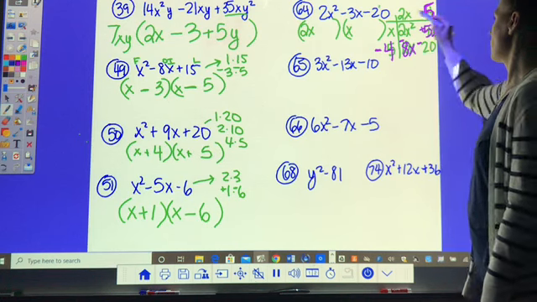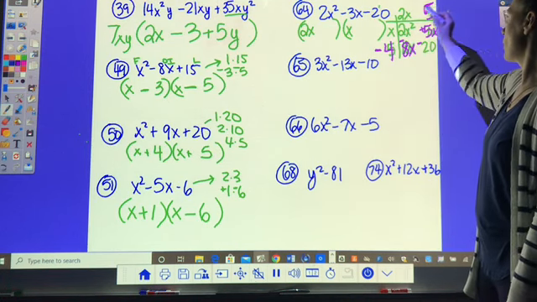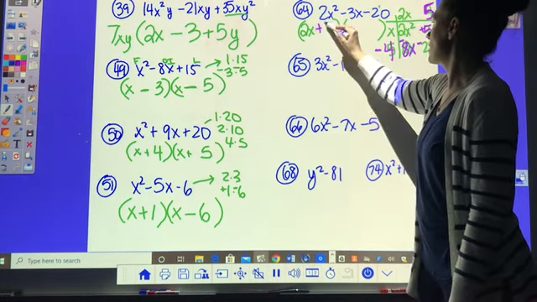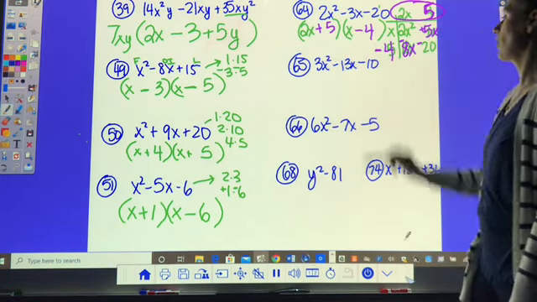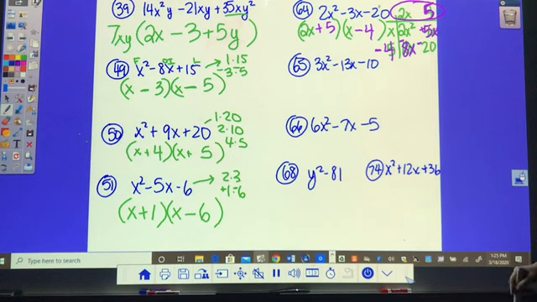We want this to lead back to where we started. So we want the 2x and the positive 5 together, see how they're up here together? And we want the x minus 4 together. So that's the correct answer.